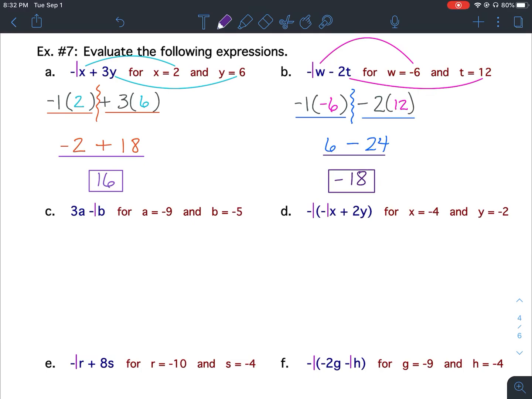Go ahead. I want you to do C on your own and E on your own, and then I will be back to check them. Do not do D or F, just do C and E. Again, do not do D or F yet, just do C and E. C and E is very similar to A and B. So try C and E on your own.